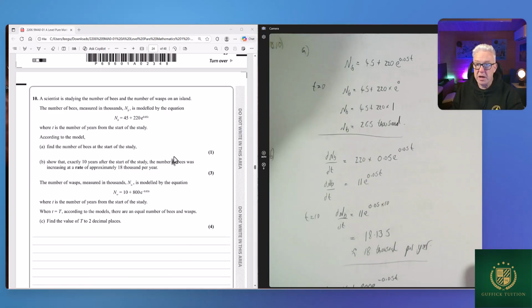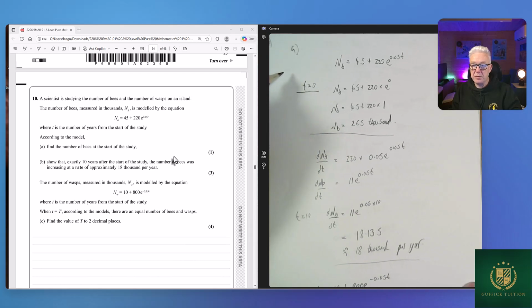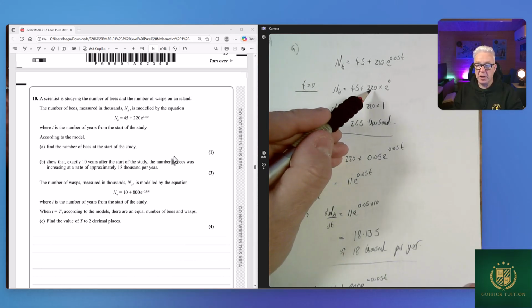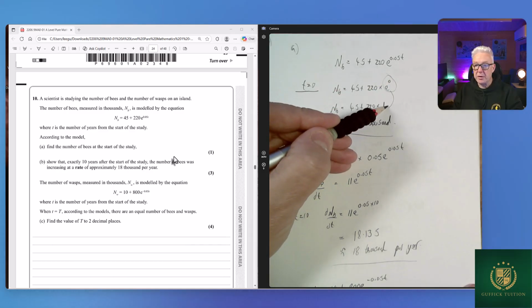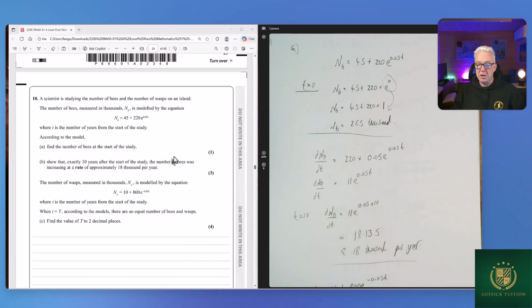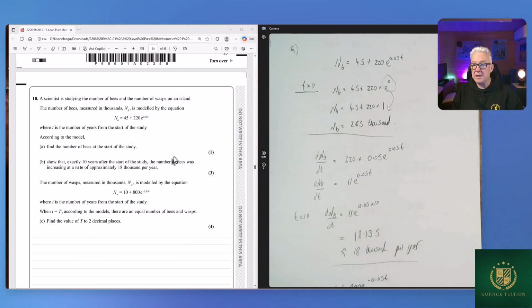Okay, so this is going to be when time is equal to 0. So in our equation, we're going to put t is equal to 0. And that's going to give us NB equals 45 plus 220 times e to the 0. Anything to the 0 is 1, so it's going to be 45 plus 220 times 1, so it's going to be 265. Now remember, it says it's in thousands, so 265,000 bees at the start of the study.